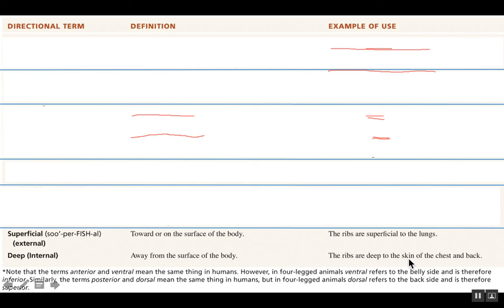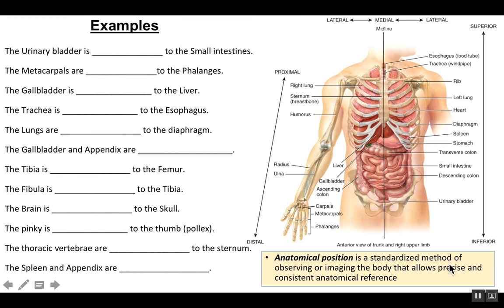Your skin is the most superficial organ in the body. There's nothing closer to the surface than skin. So pretty much everything is deep to your skin. So the ribs are deep to the skin of the chest and back. Okay, so those are an introduction to these terms. This slide is going to help us practice.